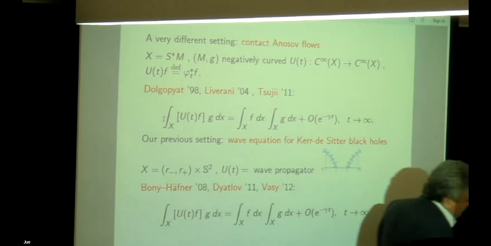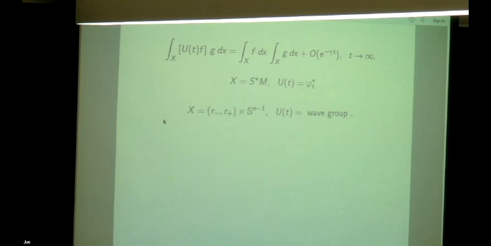So we have these two settings, and the result looks the same. So what do these two problems have in common? And the key thing that they have in common is that they have a normally hyperbolic trapped set.